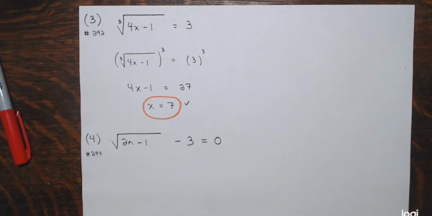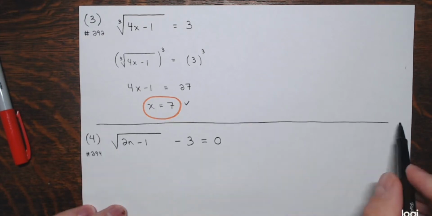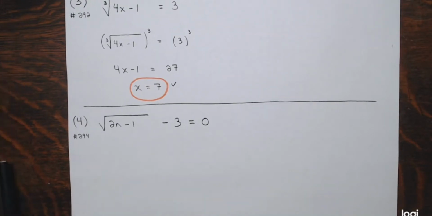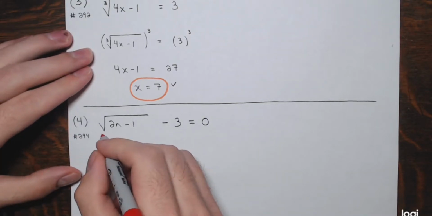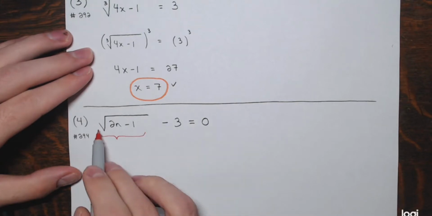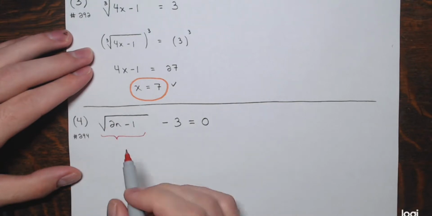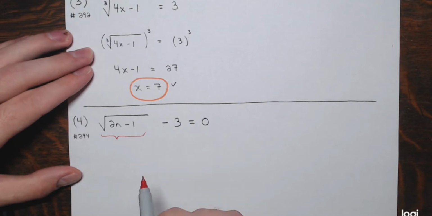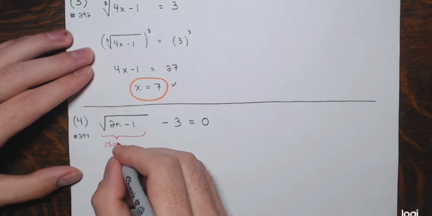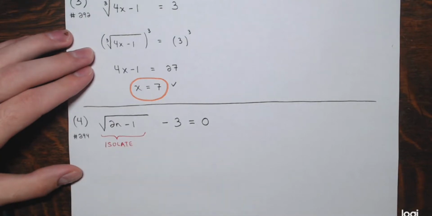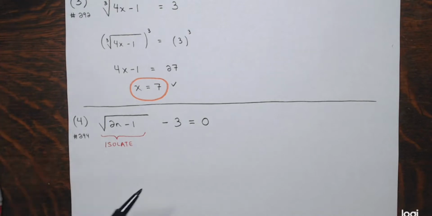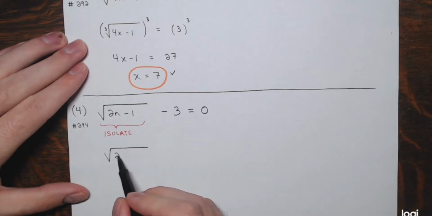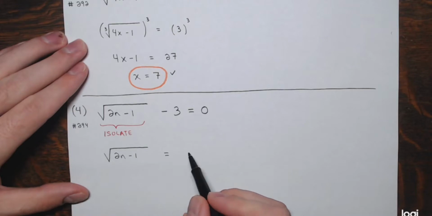Okay? Wonderful. All right. Next question, number 4, is exercise 294 in the text. So the first step isn't done here. See this radical term, the square root of 2n minus 1. This is not alone. You see there's a minus 3 also on the same side. I want to get rid of that. So I want to isolate the radical, get the radical alone. So that'll involve adding 3. So now I have the square root of 2n minus 1 equals positive 3.